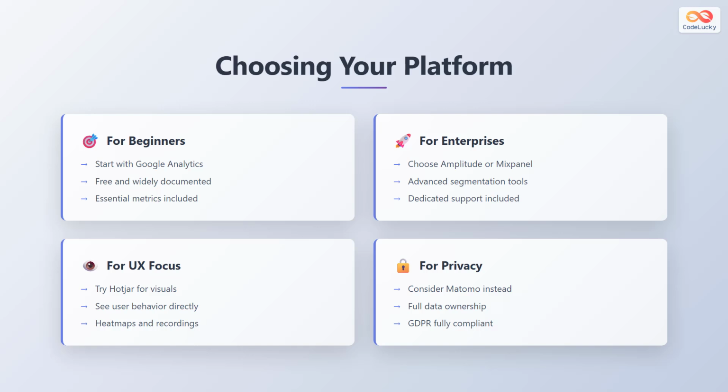Choosing the right platform depends on your specific needs. If you're starting out, begin with Google Analytics. It's free, well-documented, and covers all essential metrics. For enterprise teams focused on product optimization, choose Amplitude or Mixpanel for their advanced segmentation and predictive capabilities. If user experience is your priority, select Hotjar to see exactly how users interact with your site visually. Finally, if privacy and data ownership are critical, Matomo is your best option. Most companies use multiple tools together for a complete picture of their analytics landscape.